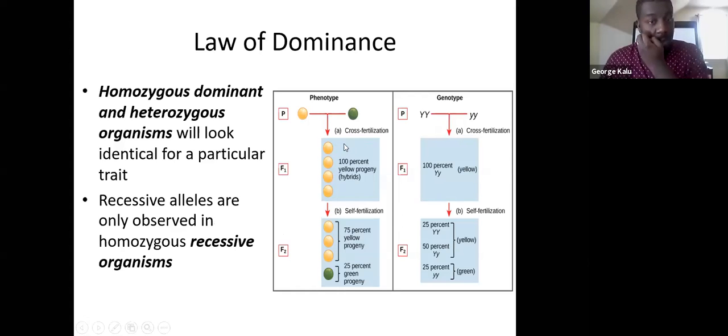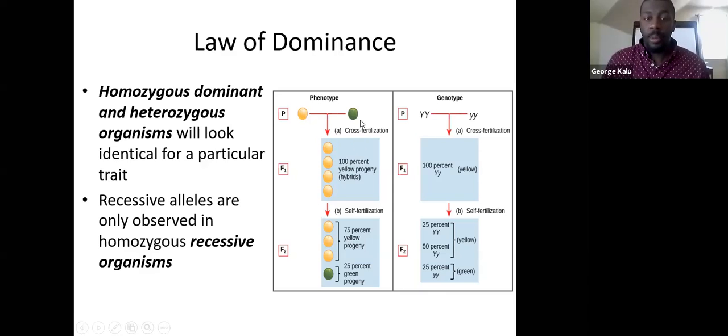Okay. So when we're looking at homozygous dominant individuals, the individuals who have two copies of the dominant allele, as we see over here, and then the heterozygous individuals, they're going to look identical for that particular trait. So for example, the homozygous dominant individuals are both going to be yellow, while all the heterozygous individuals are also going to be yellow. So they're going to be identical here. It's going to be a little hard to tell, just by looking at the two, whether you're looking at a homozygous dominant or a heterozygous individual. They're going to look identical.